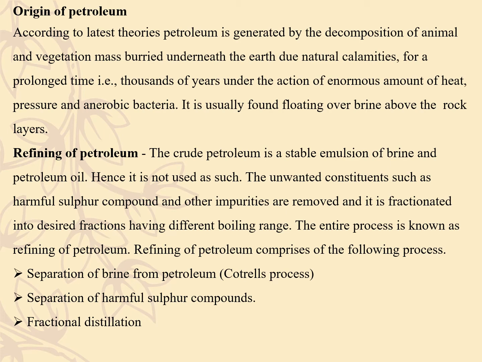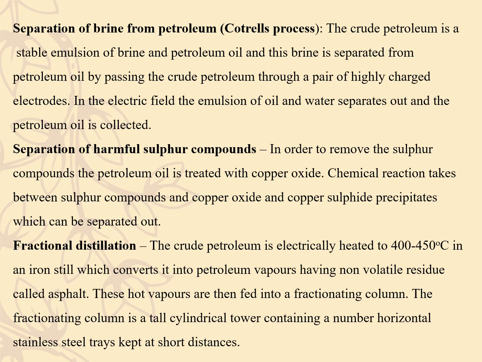Now, the refining of petroleum generally comprises three steps. The first step is the separation of brine from petroleum. The second is the separation of harmful sulfur compounds, and the third is fractional distillation, where the various fractions are obtained. Now first, let us move on to the separation of brine from petroleum.